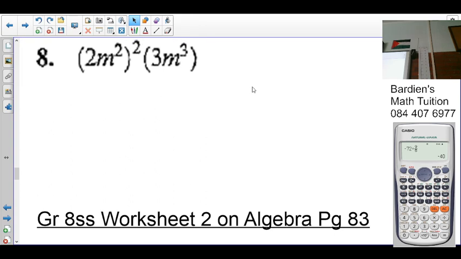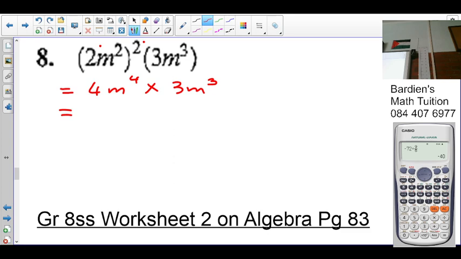Alright, so looking here, what needs to be done first? Square on the exponent, not so? On the bracket, the square on the bracket needs to be done first. Okay. So what do we have? 2 squared is going to be 4. So I can write 4 or 2 squared. M to the exponent 4 times 3m cubed. What is 4 times 3? 12. M4 times M3. M7. You all agree with that?